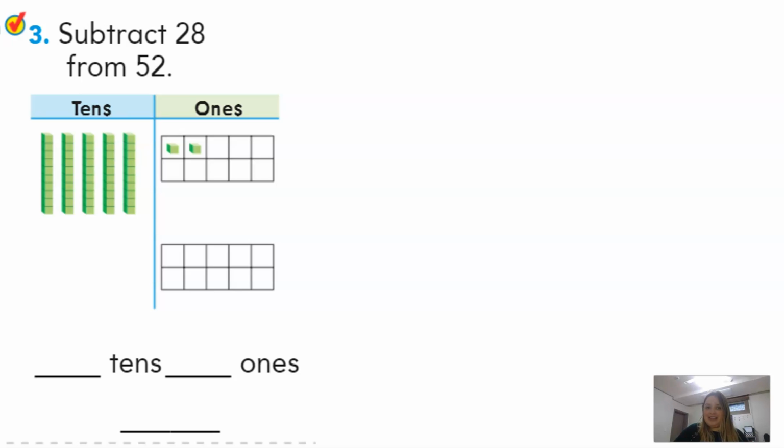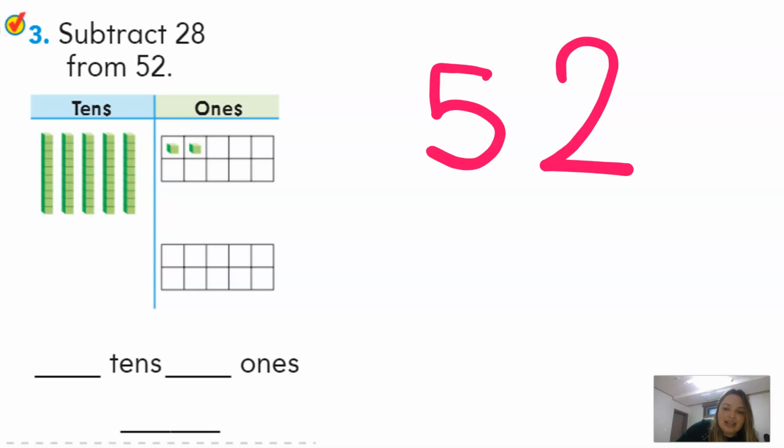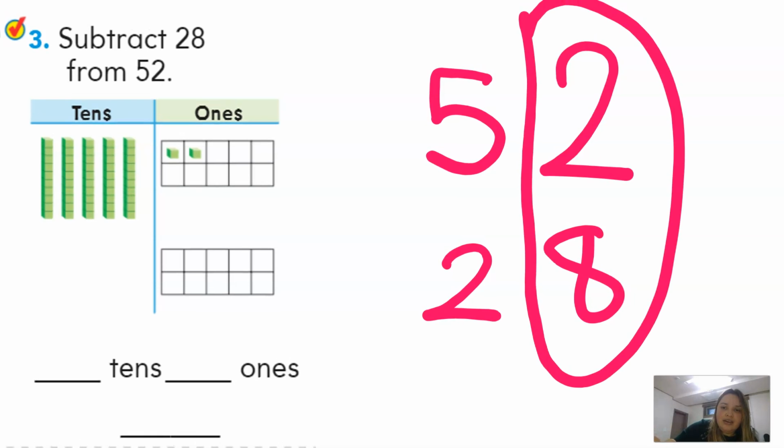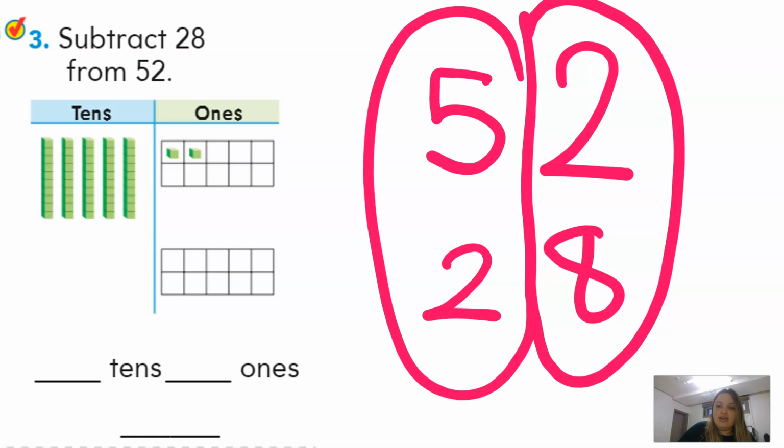Okay. Ooh, this one is interesting. So we're going to subtract 28 from 52. So we have the 52 and we're going to subtract 28 from it. So remember, we're always going to subtract the ones together and then the tens together. But wait a minute. I cannot take away 8 from the 2. I only have 2. How can I possibly take away 8? I have a problem. What am I going to do?